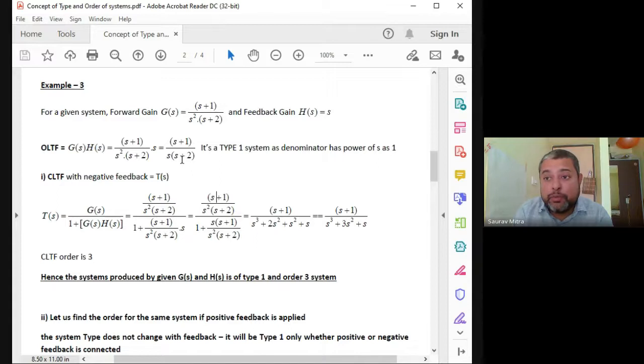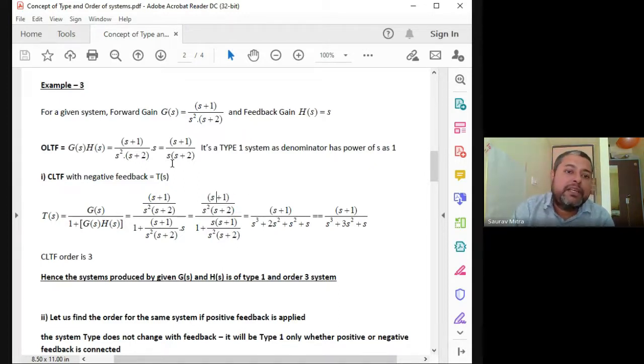There are 2 open loop poles. So OLTF is having GSHS as S plus 1 over S into S plus 2. There are 2 open loop poles. One open loop pole is there at origin, S is equal to 0. Another open loop pole is there at S is equal to minus 2. So there are 2 open loop poles. One is marginally stable, another one is perfectly stable.